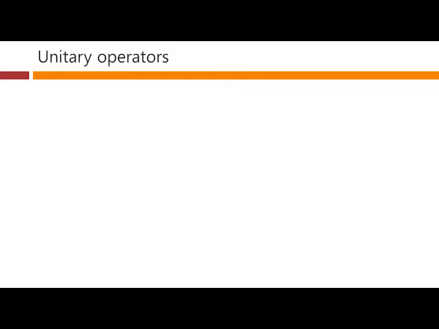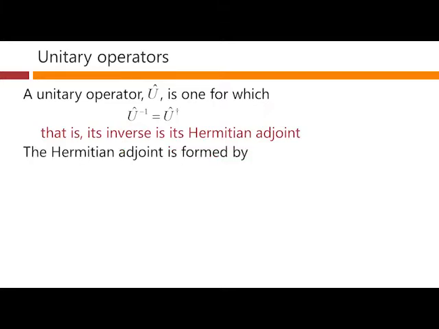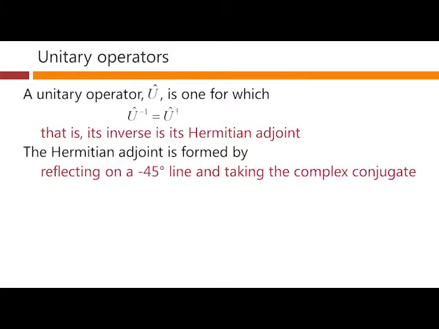So let's move on now to talk about unitary operators. A unitary operator, U with a hat on it here, is one for which the inverse of the unitary operator is equal to its Hermitian adjoint. The Hermitian adjoint of a matrix is formed the same way as we did with a vector. We reflect on a minus 45-degree line, that's a line like this, and take the complex conjugate.